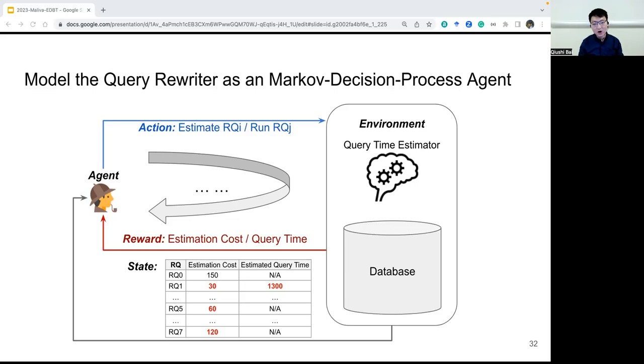With this model, we can use reinforcement learning techniques to train the agent on historical workloads, such that for new queries, the agent can make good decisions. In the paper, we have all different kinds of details of the definitions and the learning algorithm. We encourage you to check that in the paper.